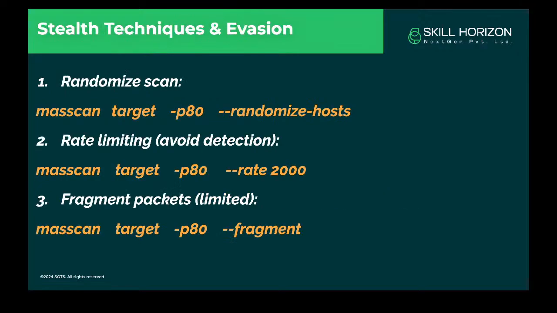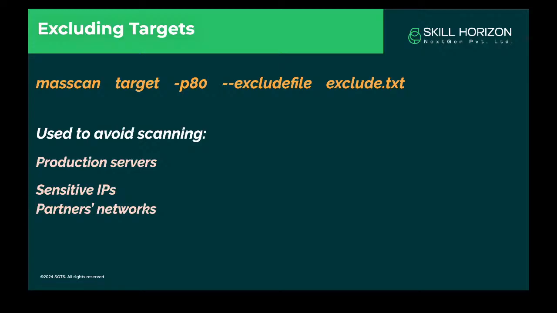There are some evasion techniques. Randomize hosts, very important, because the scan will be performed with some random hosts for rate limiting. And then fragmented packets, that means tiny packets, so you can use the option --fragment. And if you want to exclude some targets, these are the commands for that.